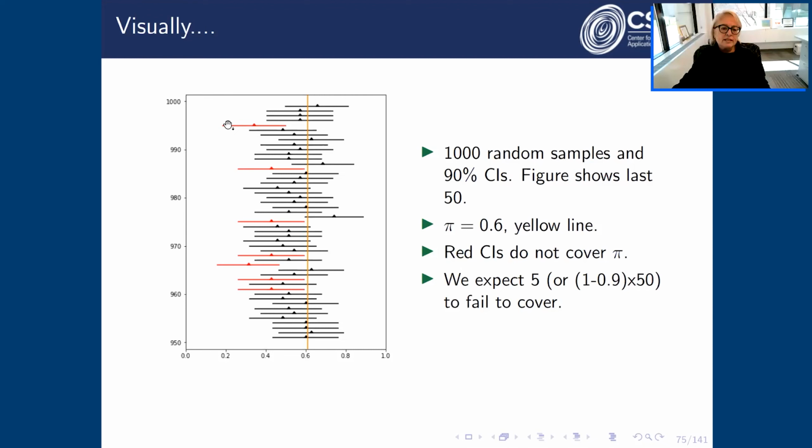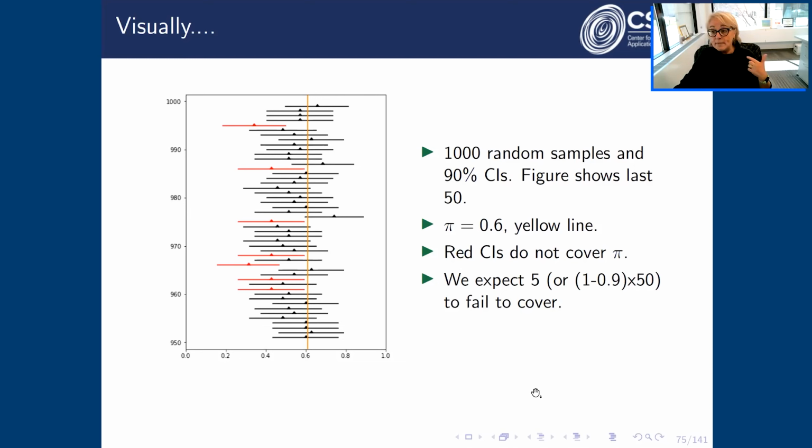And so the red here are those intervals that don't cover the true value of pi. And there's 7 of them instead of 5, but that's close enough for government work. If I had looked at a different set of 50, I might have found 4 that didn't cover. And so this is visually what is going on.